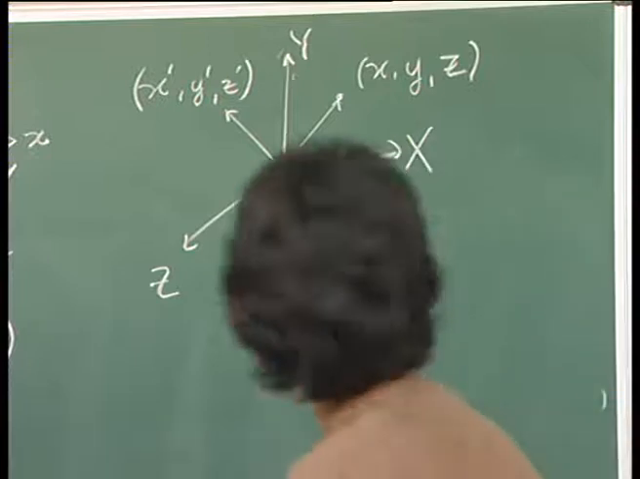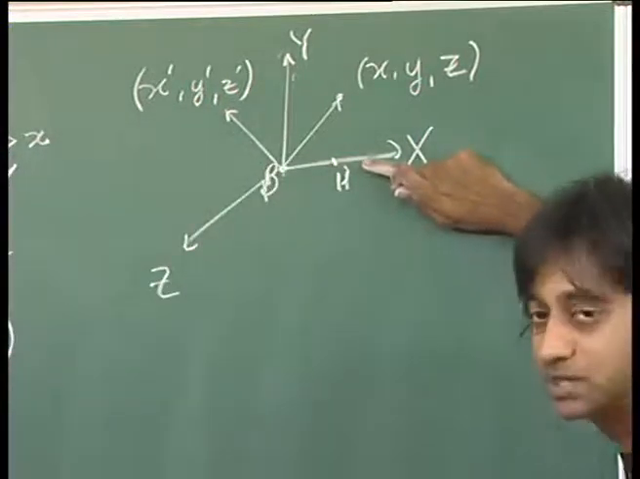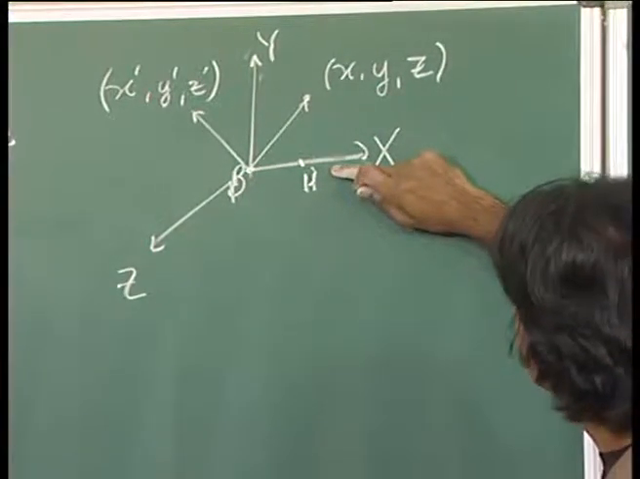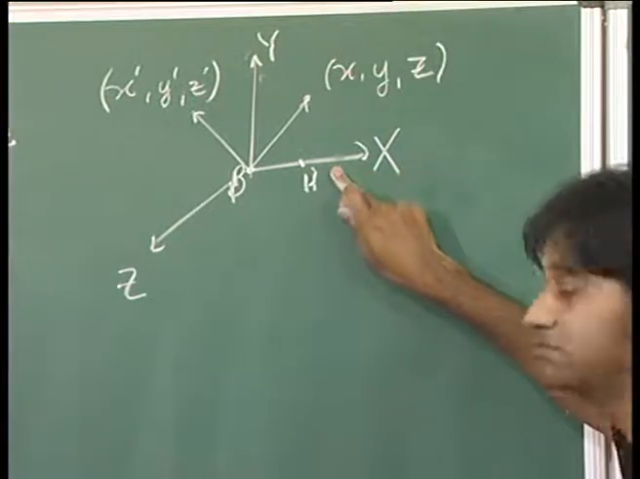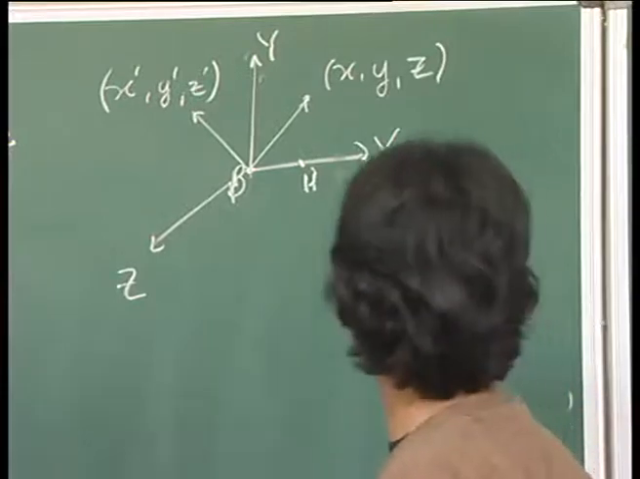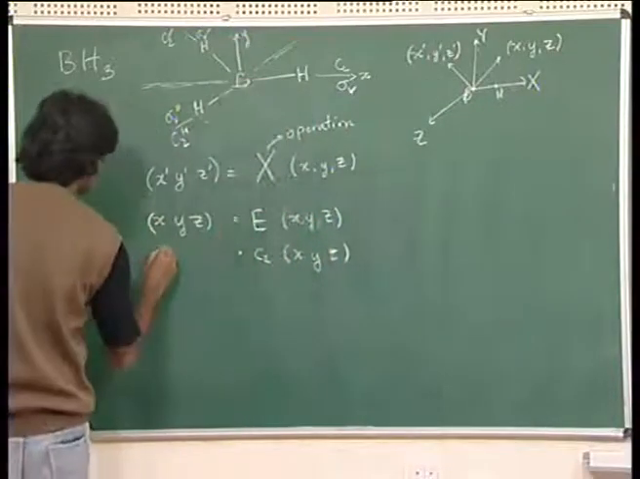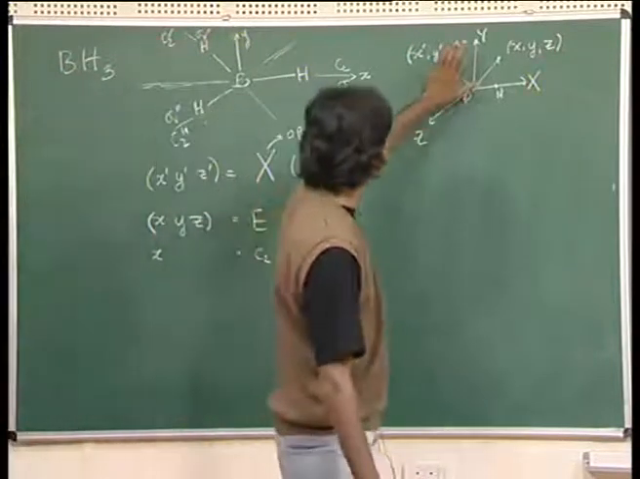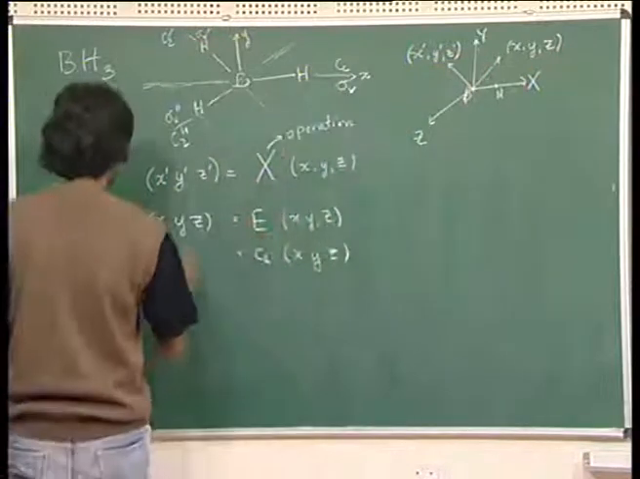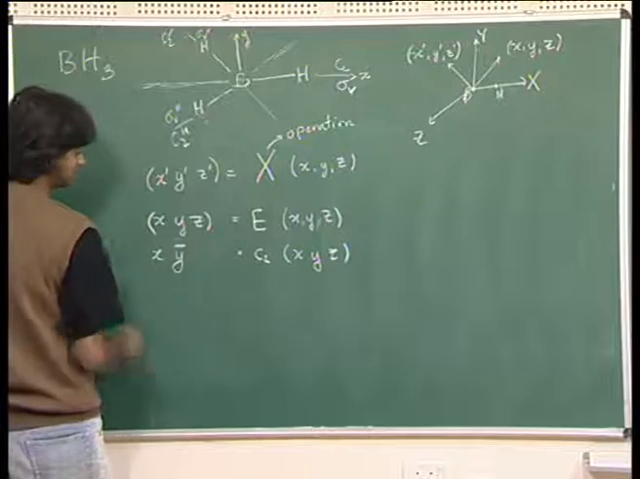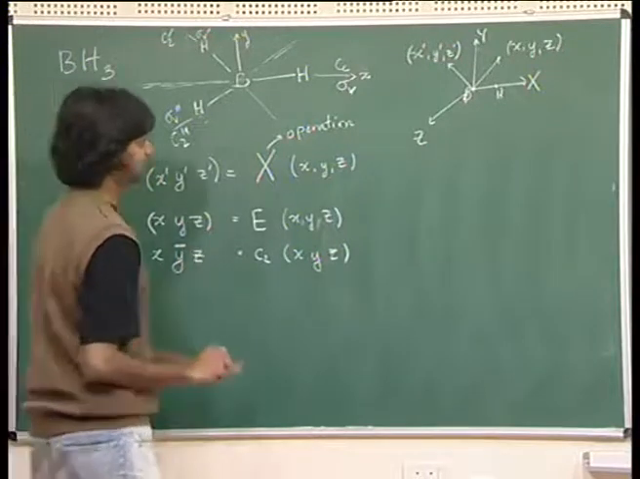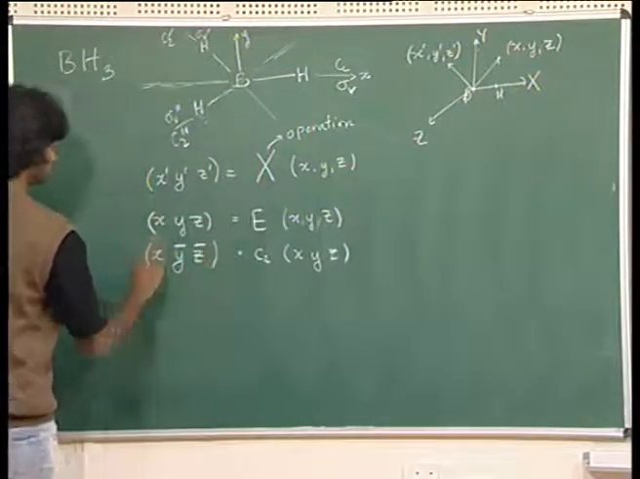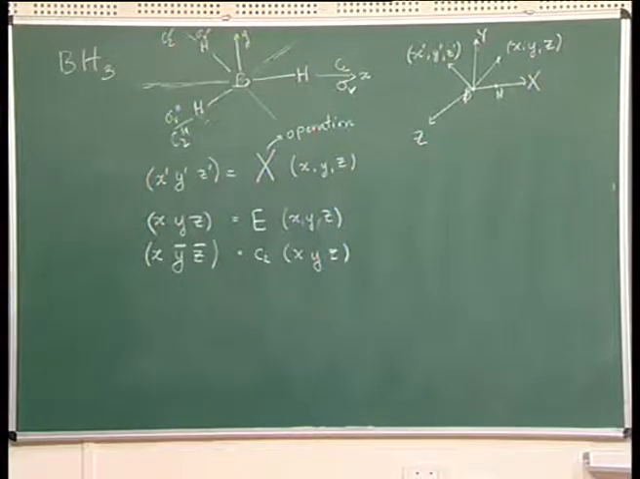So C2. When you do a 180 degree rotation about the x-axis, it's not hard to calculate what will happen. The x-coordinate will remain the same, since you're rotating along the x-axis. So this part is clear. What about the y-axis? When you do a 180 degree rotation, y will go to minus y, denoted by y bar, and z goes to minus z. If the z axis is forward, after a 180 degree rotation it will go to the other side. So z goes to z bar. So this is the effect of C2.